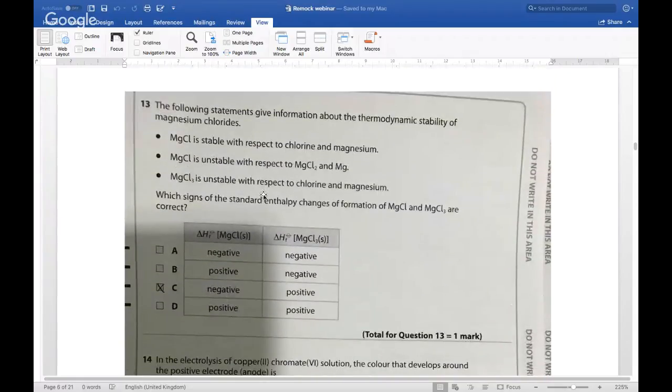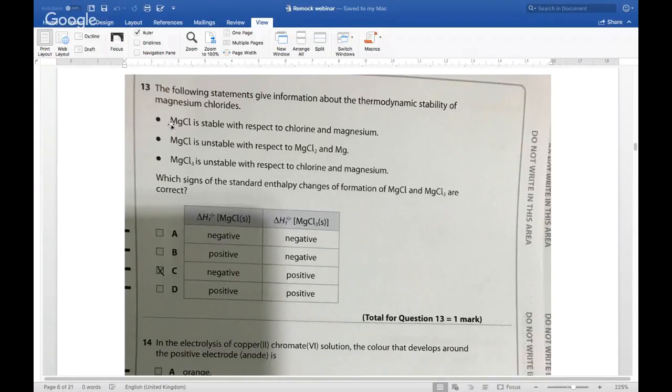Right. Which of the following statements gives information about the thermodynamic stability of magnesium chloride? MgCl is stable with respect to chlorine and magnesium. No, it's not. Magnesium is a 1+, not stable. MgCl is unstable with respect to MgCl2 and Mg. That's kind of true, that, about the thermodynamic stability of magnesium chlorides.